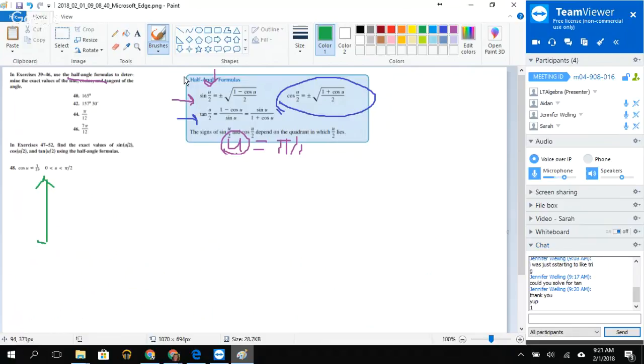First quadrant. That's right, Jennifer. Yep, puts it in our first quadrant. Oh, I was so close to drawing a nice one.